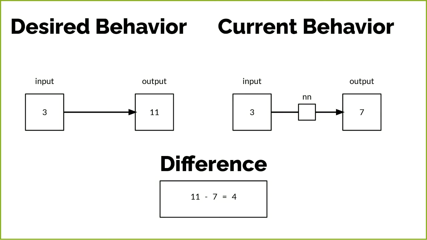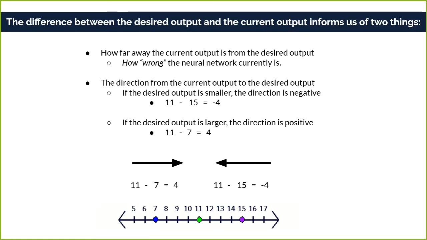So what we can do is take the difference between the desired behavior and the current behavior. This difference informs us of two things. It tells us the degree of wrongness of the neural network: the magnitude of how wrong it is, how far away its prediction is from the desired output. It also tells us the direction from the current output to the desired output. For example, if the desired output is smaller, which is 11, and the current output is 15, the direction is negative. And as we just saw on the previous slide, if the desired output is larger, then the direction is positive.